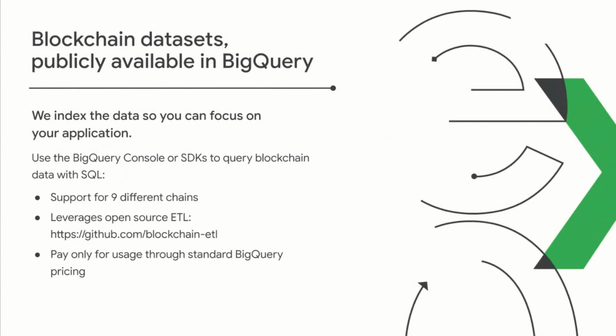The good news is this data is already available to you today without the need to do any of the steps we just talked about. Our BigQuery public datasets have support for 9 different chains, including Ethereum, Bitcoin, Polygon, Dogecoin, and others. We worked with the open source community and our friends at Nansen to develop an open source ETL repository to index the data. And you only pay for what you use through BigQuery standard pricing. Okay, so enough talking. Let's get hands-on with the product and show you how you can query blockchain data with little to no experience.